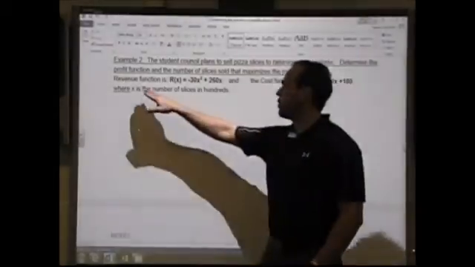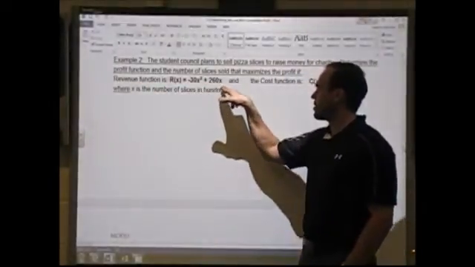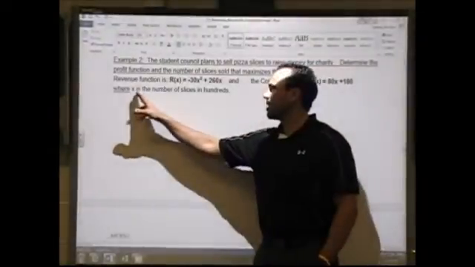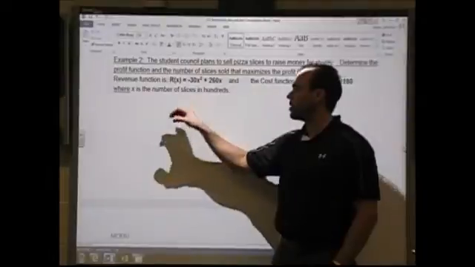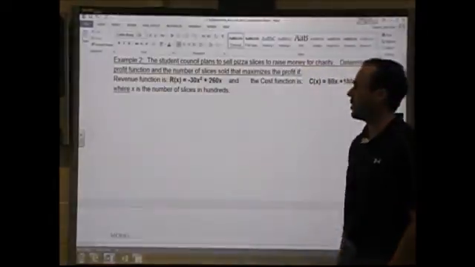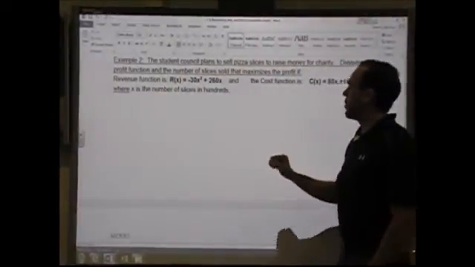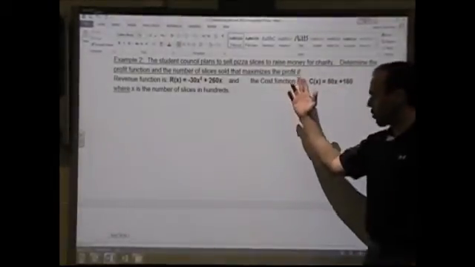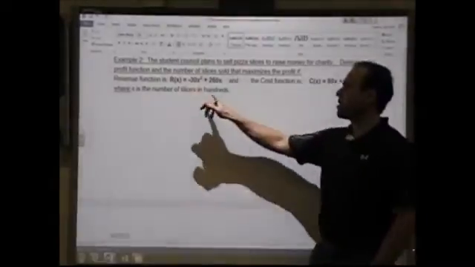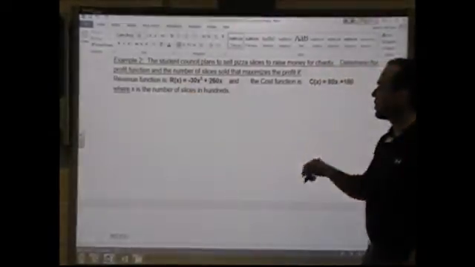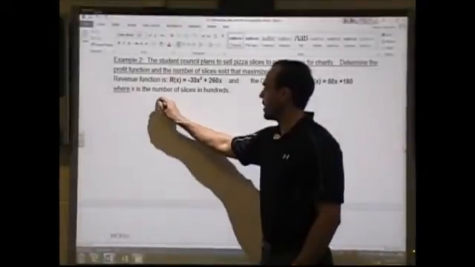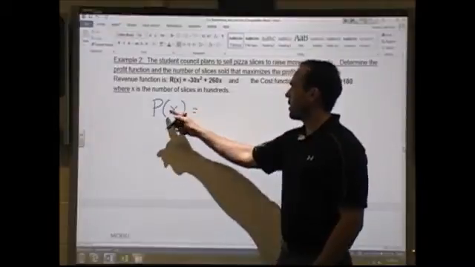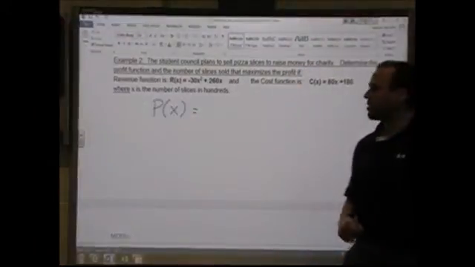So it says the revenue function is R at x equals this, and the cost function is C at x equals this, where x is the number of slices in hundreds. So x is the number of slices sold in hundreds. Now, in your textbook, it talks about profit. And remember, it's asking us to maximize the profit function. It's not asking us to maximize the revenue function or the cost function. It is asking us to maximize profit as a function of slices sold.